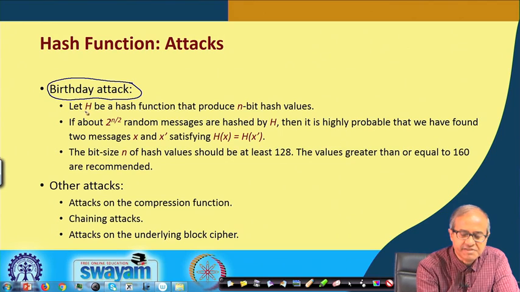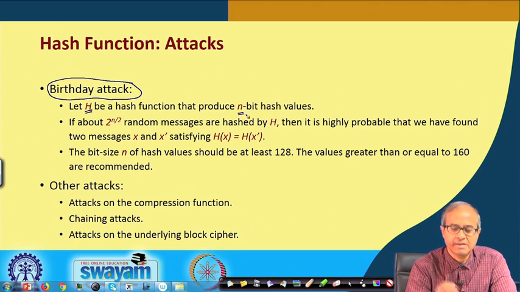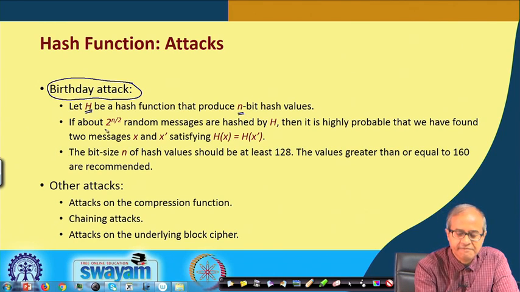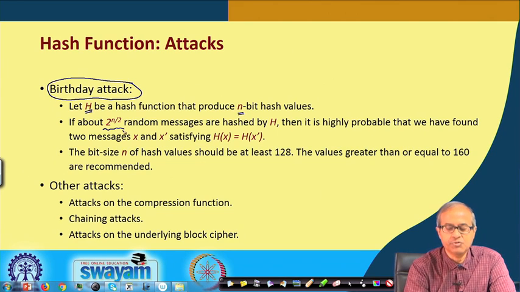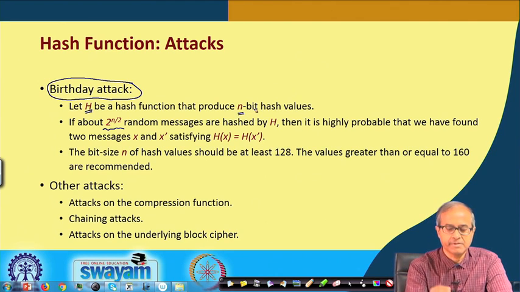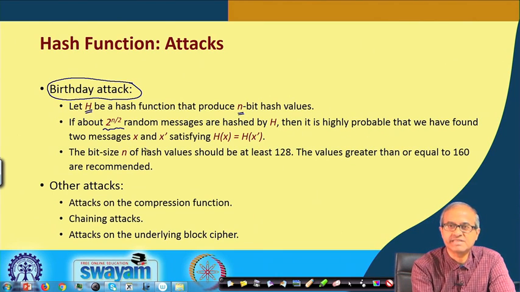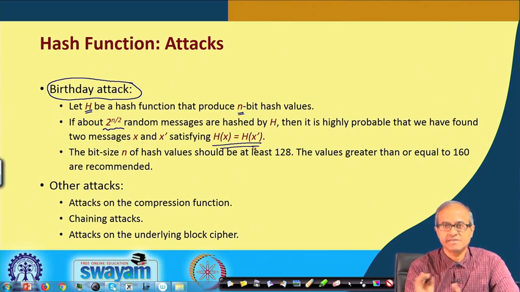Let us say h is a hash function that generates n bit hash digest values. Birthday attack says, if you can generate 2 to the power n by 2 random messages, say hash values are much smaller, 2 to the power n by 2 is even smaller, not 2 to the power n, I am talking about 2 to the power n by 2. Random messages are hashed by h, then there is a theory which says that there is a high probability that you have 2 messages x and x prime with the same hash value. There is a theory behind it, okay? A number theoretic proof is there.